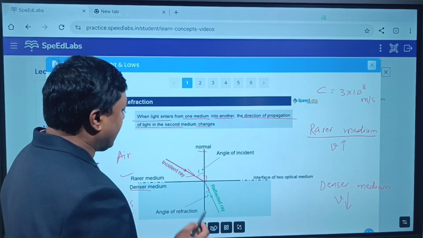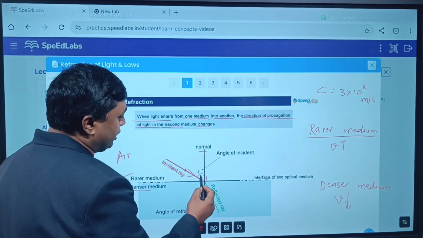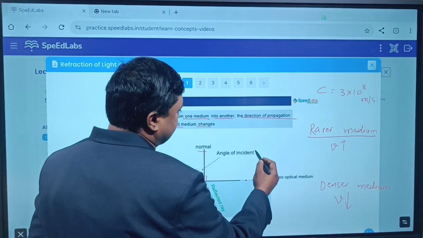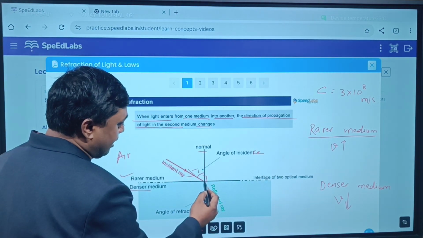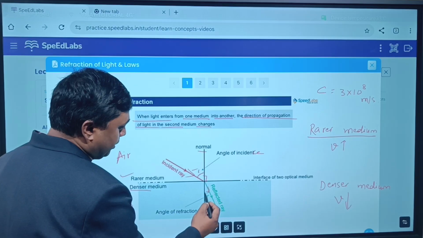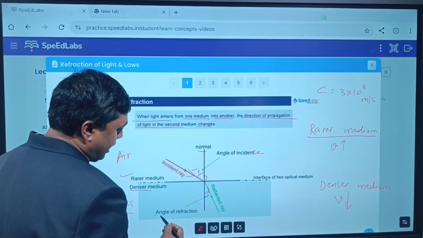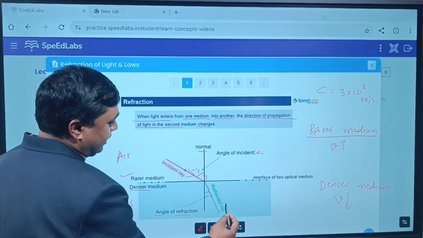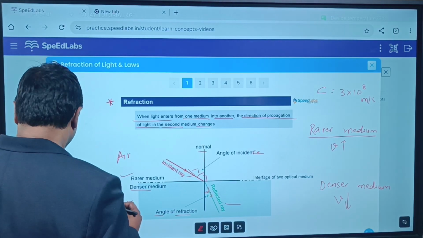The angle made by the incident ray with the normal is called the angle of incidence. Whereas the angle made by the refracted ray and the normal is called the angle of refraction. So this is the incident ray, this is the refracted ray. Is it clear?